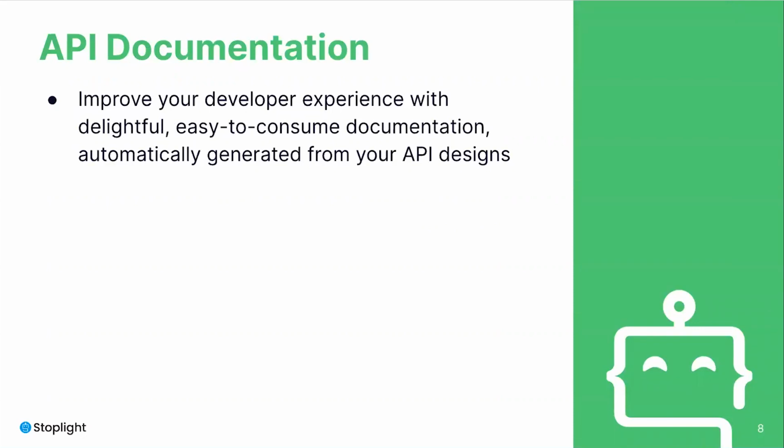With Stoplight's API documentation feature, you can provide a top-notch developer experience for internal and external consumers through automatically generated documentation based on your OpenAPI files. This will help internal and external users discover, learn, and integrate with your APIs quickly by publishing interactive API documentation, tutorials, and code samples that are always up to date.